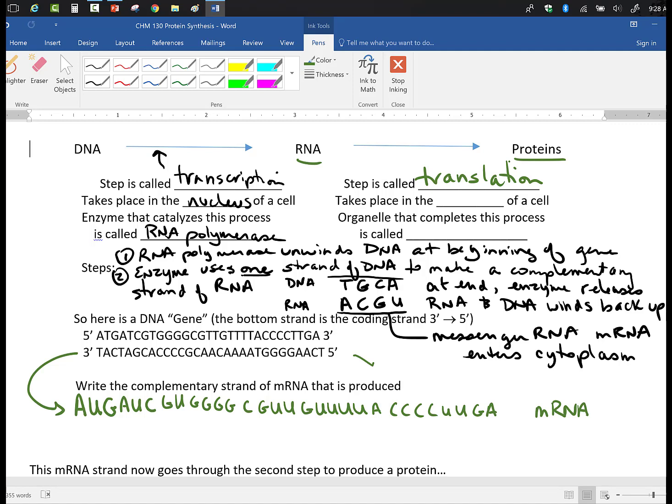Now this is going to take place in the cytoplasm. So this takes place in the larger area of the cell. And instead of just a single enzyme, there's actually a couple of things that have to come together and play in to do this. The major organelle, it's the smallest organelle in the cell. They look like little specks. Does anybody know what the name of that organelle is? You can have millions of them in one cell, especially if the cell's really active. They're called ribosomes.